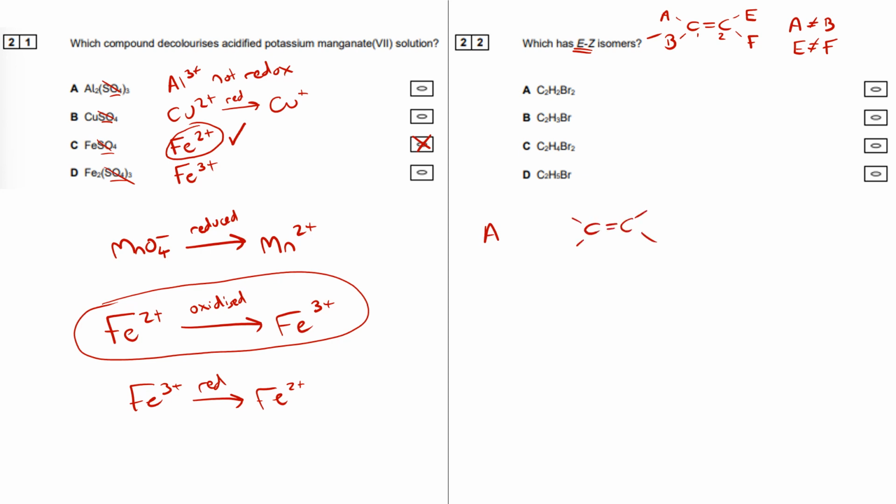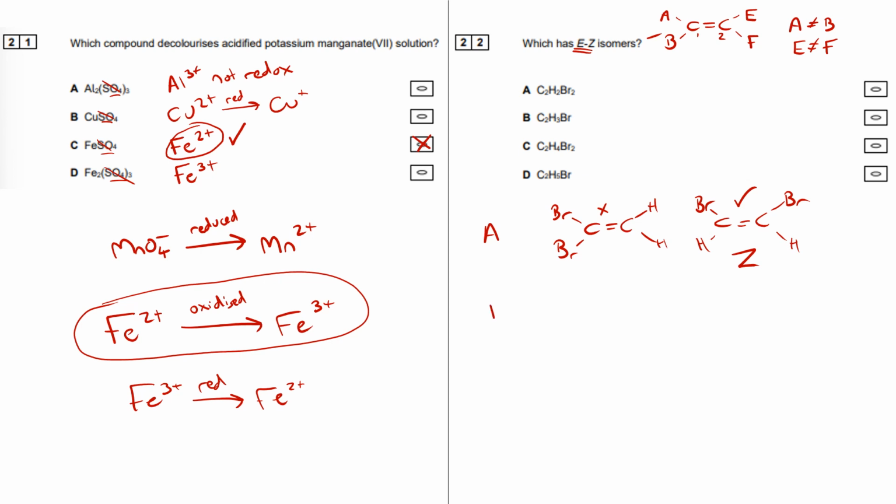So you've got C2H2Br2. That could exist as 1,1-dibromoethene or 1,2-dibromoethene. So this one will not exist as EZ isomers, but 1,2-dibromoethene could exist as EZ isomers. The one I've drawn is the Z isomer.